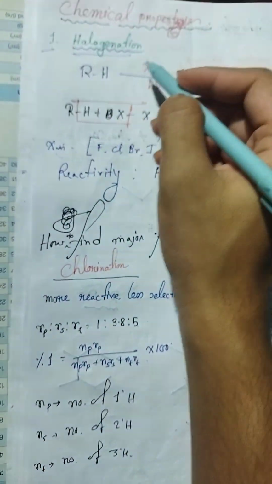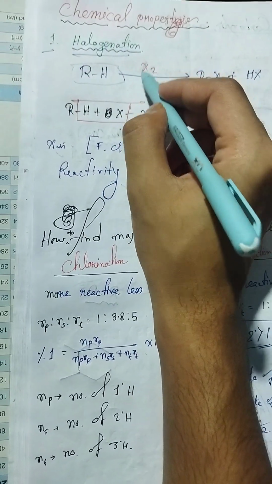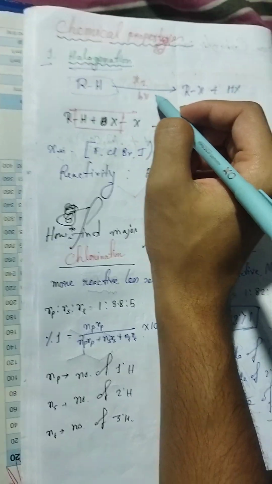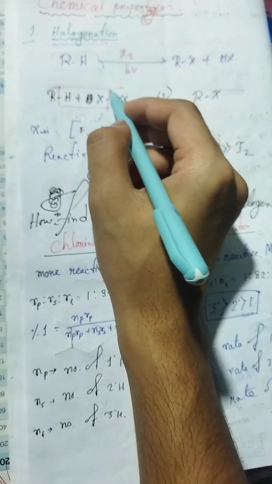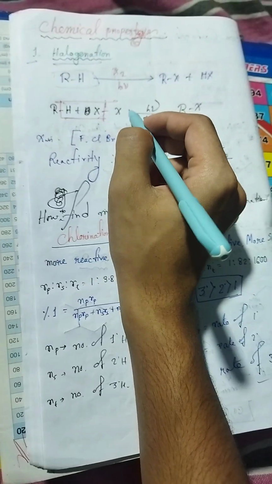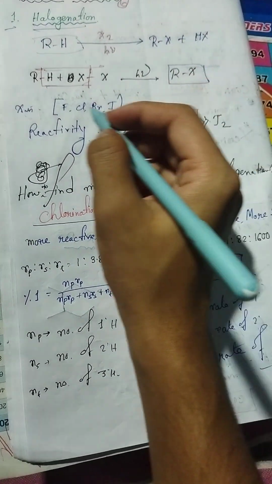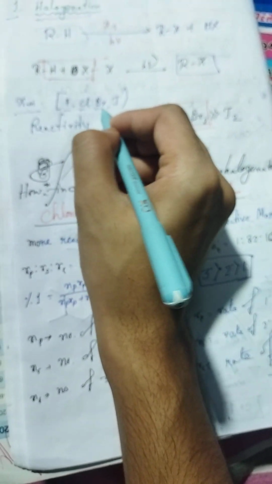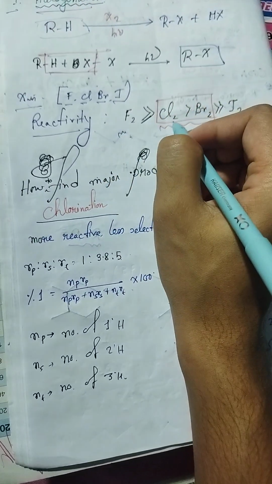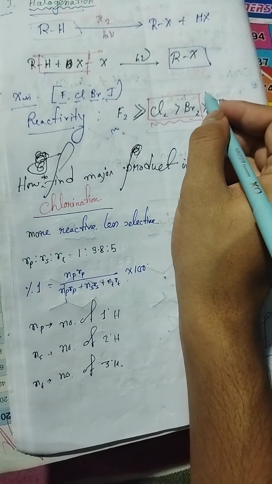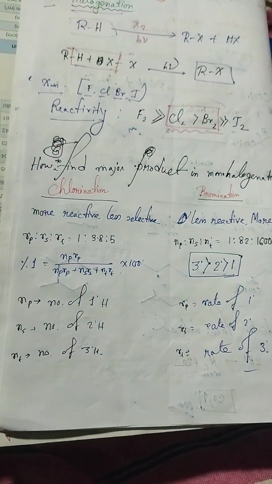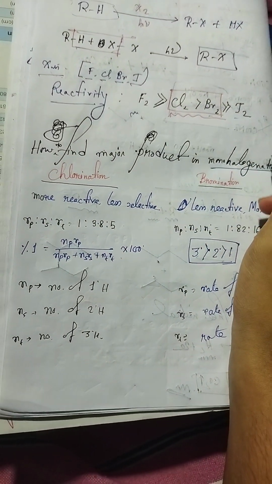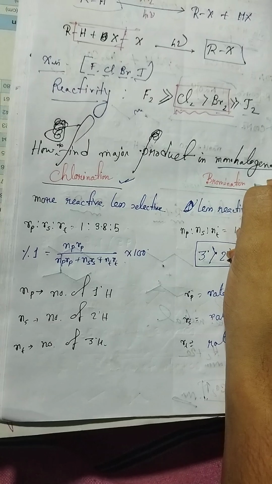First is halogenation. Alkane reacts with X2 and forms alkyl halide and HX. The mechanism is that HX is released and the alkyl halide is produced. X can be fluorine, chlorine, bromine, iodine, and the reactivity of fluorine is much more than chlorine, bromine, iodine, but in this reaction chlorine and bromine must be used. The major product is monohalogenation for chlorination and for bromination.